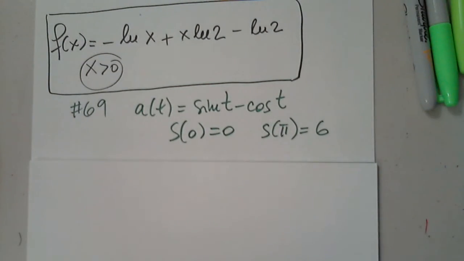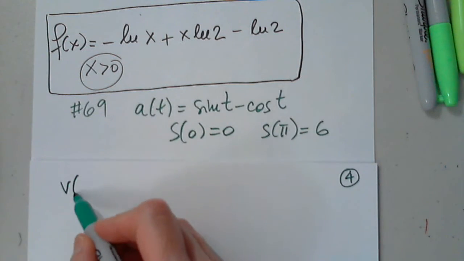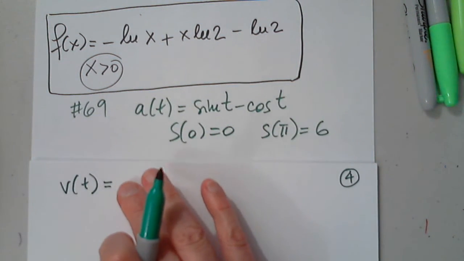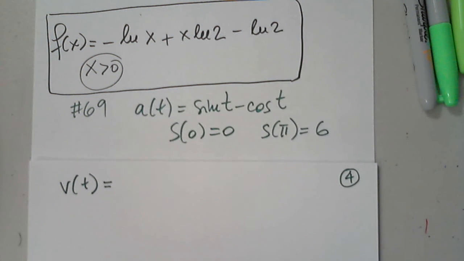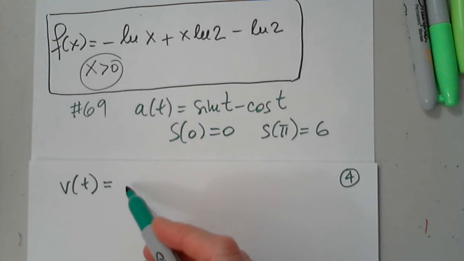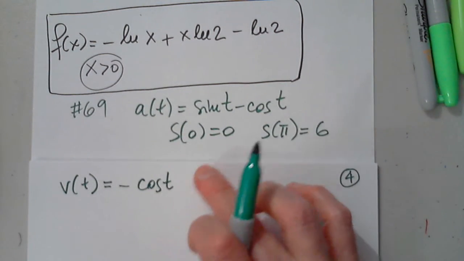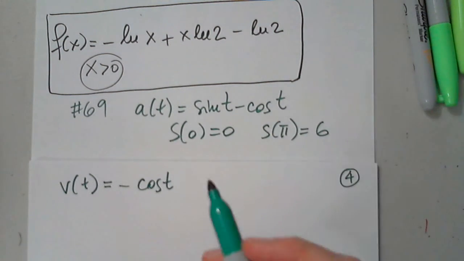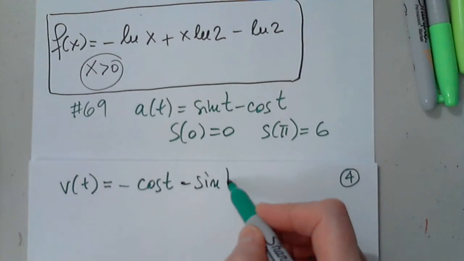Good, so I'm on page 4. Again, we have the acceleration, so we have to use the notation v of t. Which function prime is sine t? Negative cosine t. Awesome. Which function prime is negative sine t? You know what I mean. I'm sorry.